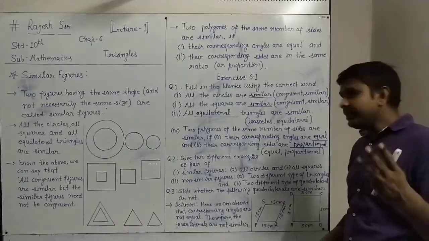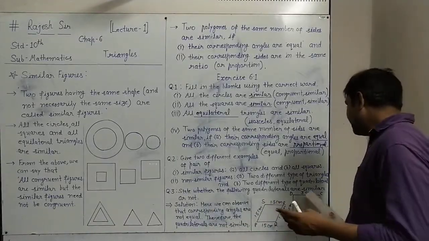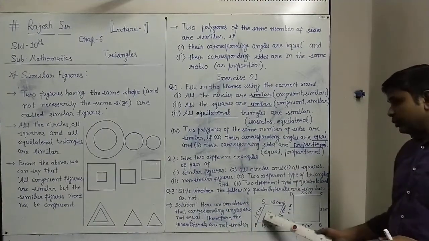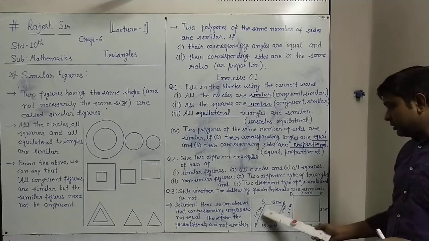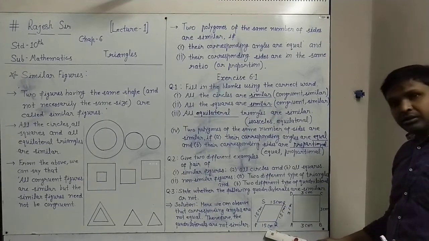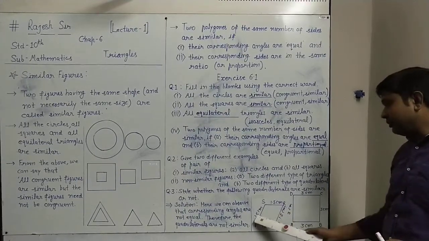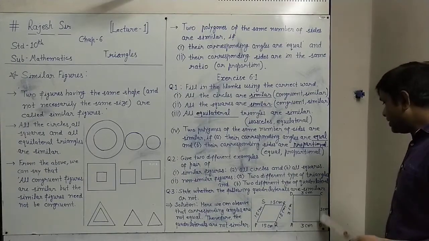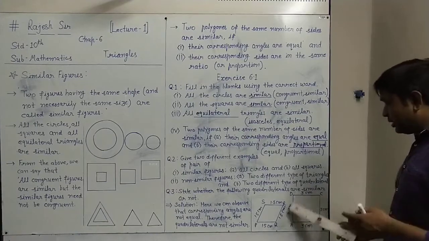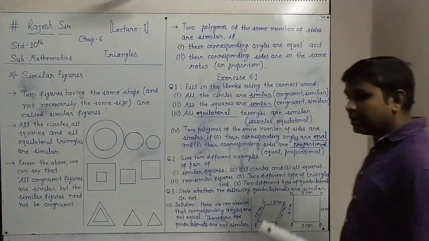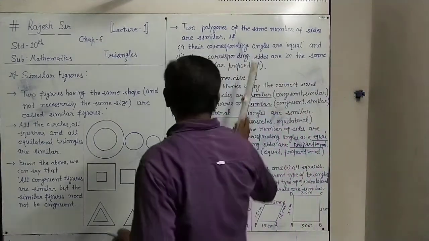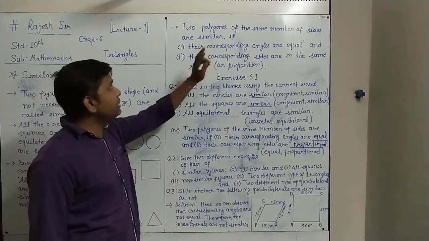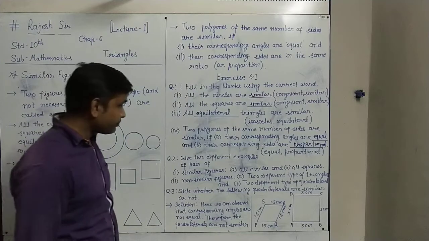Now question number 3: state whether the following quadrilaterals are similar or not. These two figures are given in the question. The first is quadrilateral PQRS with all sides equal, 1.5, 1.5, 1.5, 1.5. The second quadrilateral ABCD is given, and all its sides are also equal. So the sides are in proportion, we can understand, no problem. But what about the angles? That is the first condition that must hold for similarity.